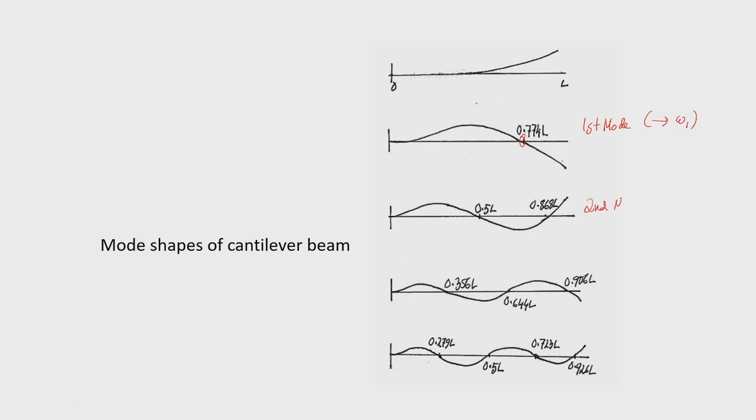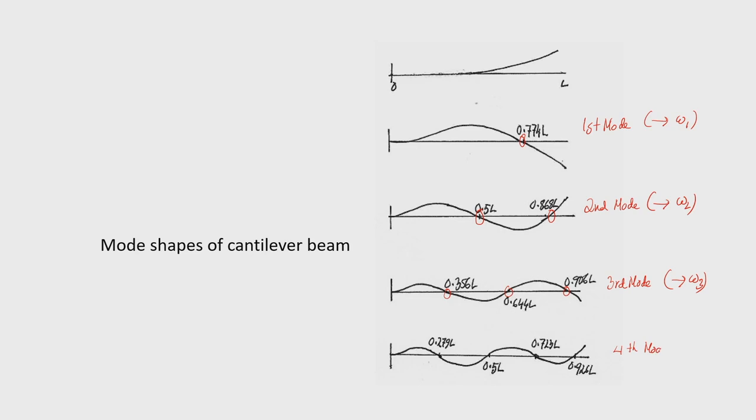This is the second mode, which corresponds to the natural frequency omega 2. Here we are getting two nodal points. One is exactly at the center of the beam, that is 0.5L, and another is 0.868L. Then the third mode, when the frequency is omega 3, you are getting additionally three nodes. At the nodal point, displacement is zero. So here nodal points are at 0.356L, 0.644L, 0.906L.